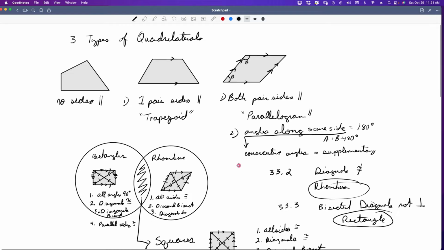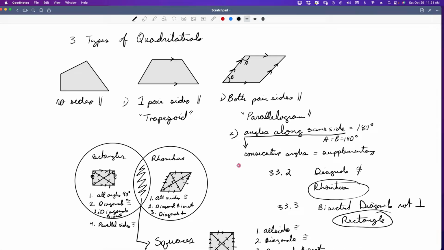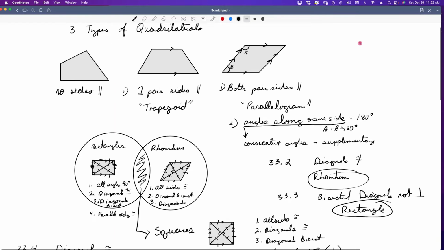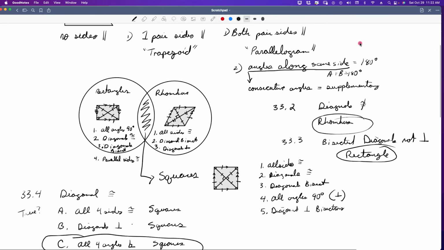So we've talked about quadrilaterals, or specifically we've talked about parallelogram quadrilaterals. Let's talk about trapezoid quadrilaterals now. I'm going to clear this. I tell you, before I clear it, make sure you have all the notes.